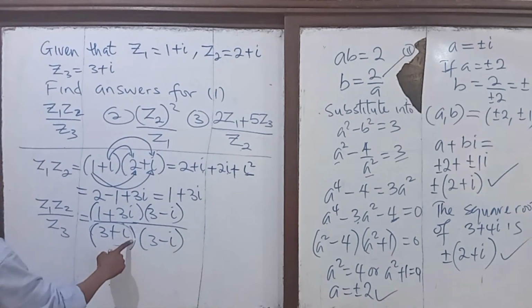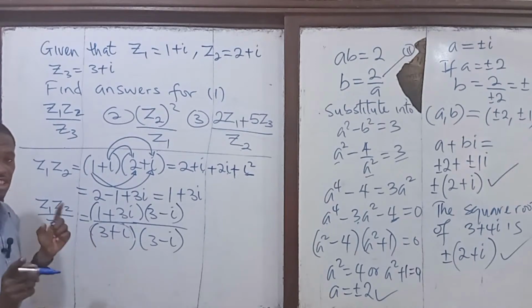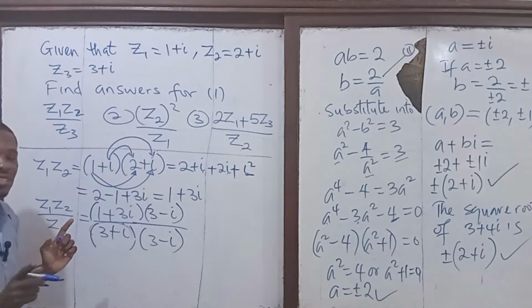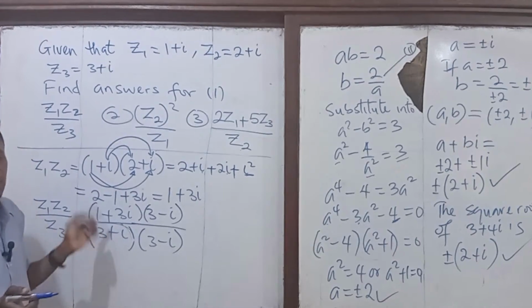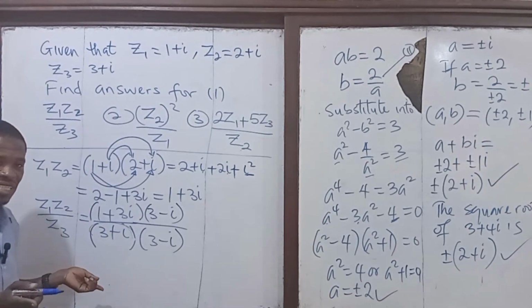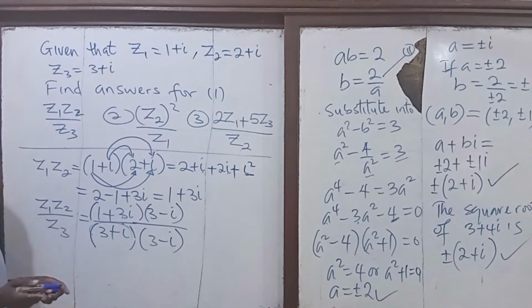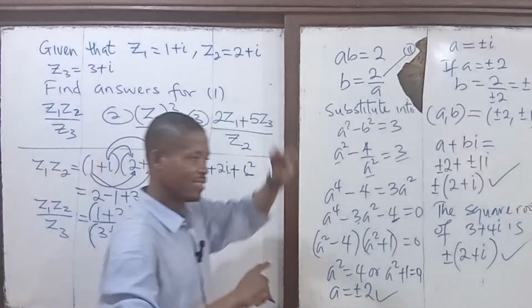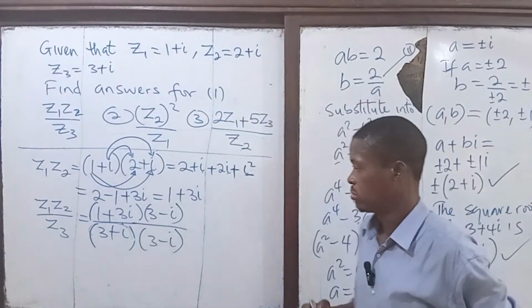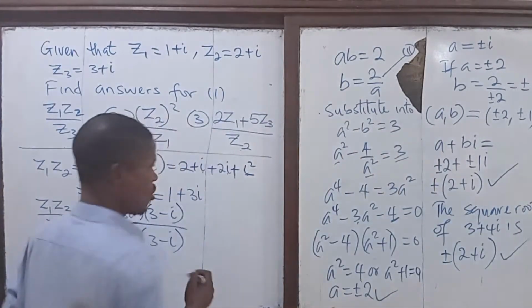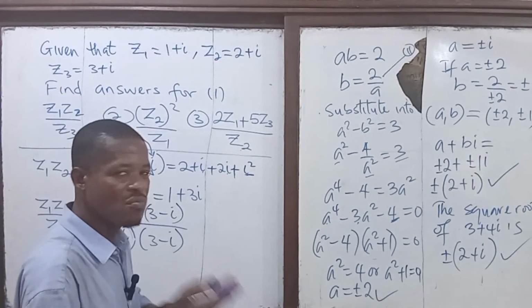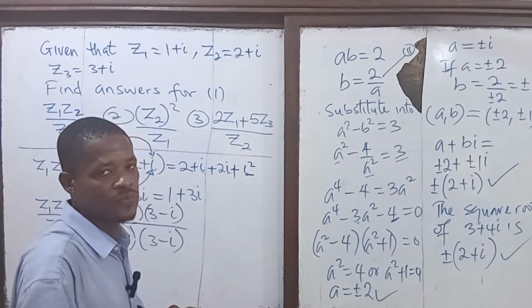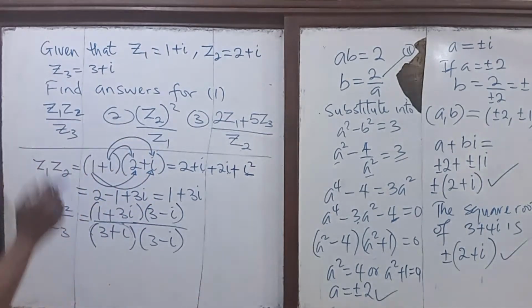So that's that on the conjugate. The conjugate is just that you go to the expression and alter the sign that connects the real part and the imaginary part. If it's plus, change to negative. If it's negative, change to plus. So use the conjugate to multiply the top and the bottom. What we want to achieve is to ensure that at the end of the day, there is no imaginary part at the denominator.